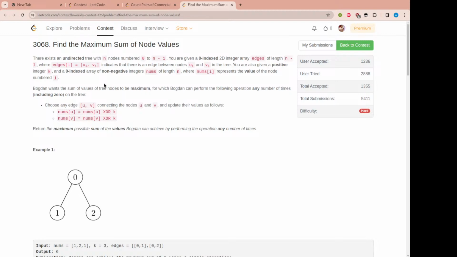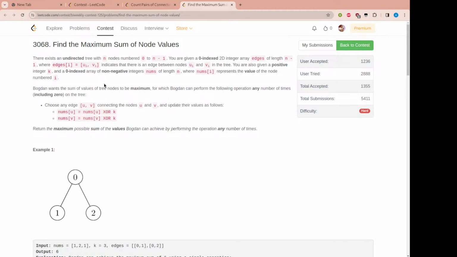It says find maximum sum of nodes. There exists an undirected tree with n nodes numbered from 0 to n minus 1. You are given a 0 indexed 2D array edges of length n minus 1, where edges[i] is ui vi, indicating that there is an edge between node ui and vi in the tree. You are also given a positive integer k and a 0 indexed array of non-negative numbers nums of length n, where nums[i] represents the value of node numbered i.